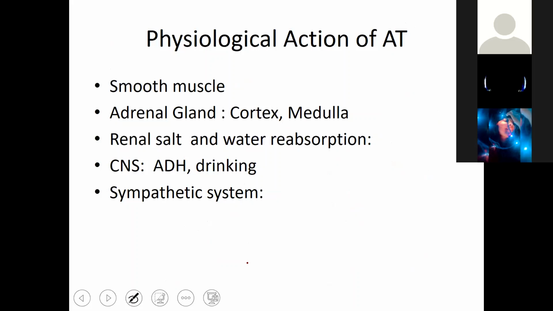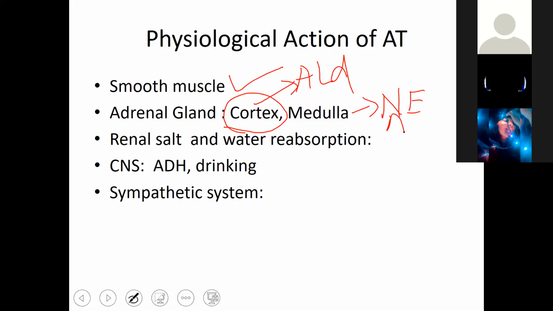So other than the action on the heart, there is action on the smooth muscles, particularly smooth muscles of the blood vessels. So there is constriction of the blood vessels, and a rise in blood pressure. In the adrenal cortex, I had told you it secretes aldosterone, and from the medulla it secretes norepinephrine or adrenaline. The ratio of adrenaline to norepinephrine in the adrenal medulla is 10:1. Okay, 10 parts adrenaline, and 1 part norepinephrine or noradrenaline in the adrenal gland.